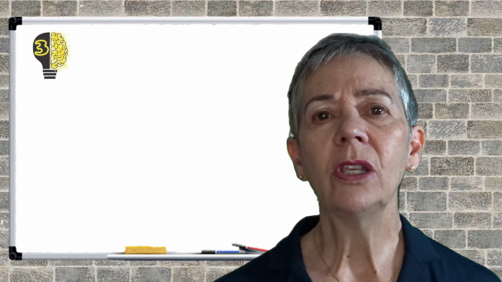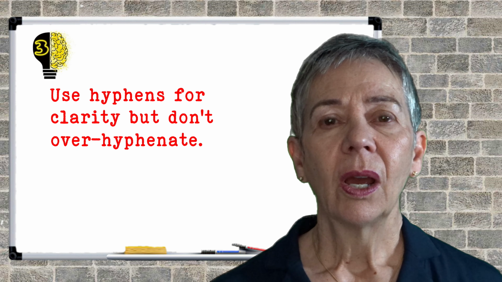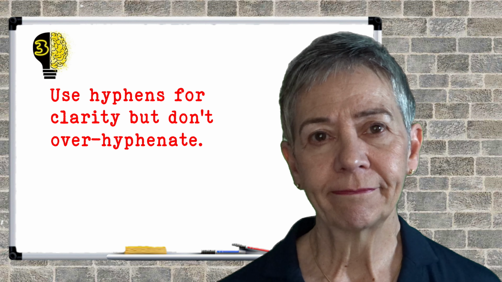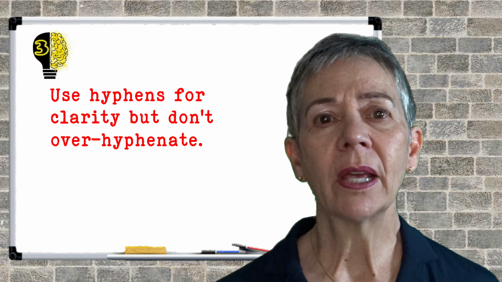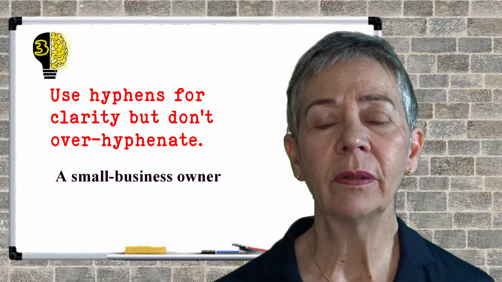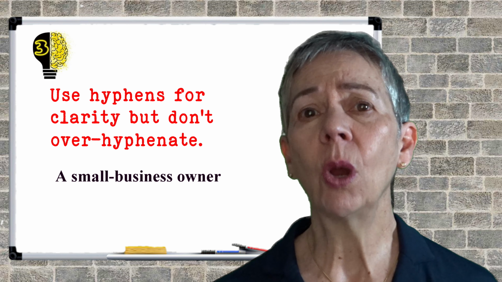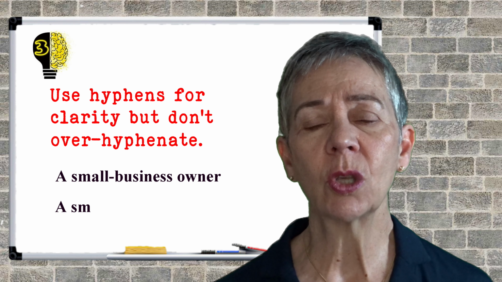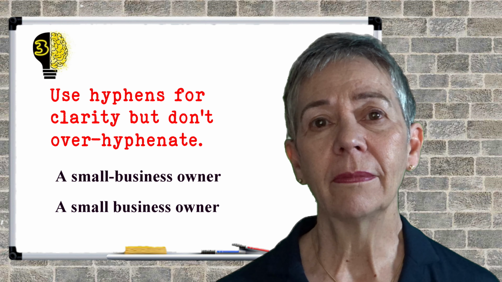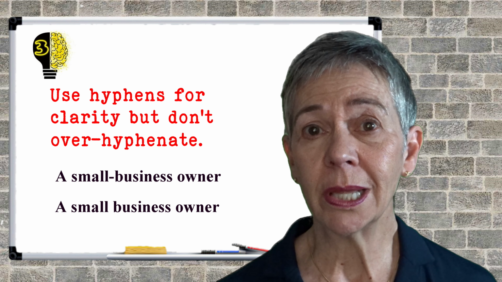Tip number 3, use hyphens for clarity, but don't over-hyphenate. Quite often, the hyphen can help to avoid confusion. For example, if you say that someone is a small-business owner and you use a hyphen, you mean that the owner has a small business. But if you don't use a hyphen and you say a small business owner, you mean that the owner of the business was small. Totally different meanings. Knowing when to use a hyphen is extremely important in that case.